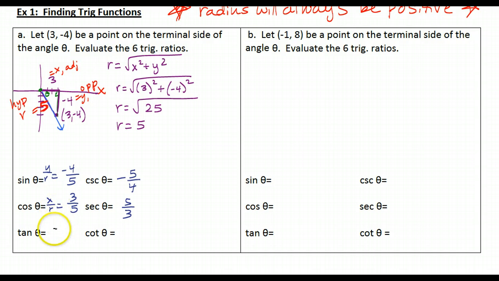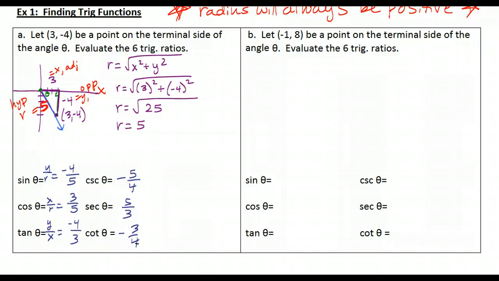Tangent is opposite over adjacent, so -4 over 3. Or you know what? I should have said it in our new language here. y over x. So that would be -4 over 3. And then cotangent, flip it, so -3 over 4. Now if you thought that was super easy, it does get harder. So please watch example B.